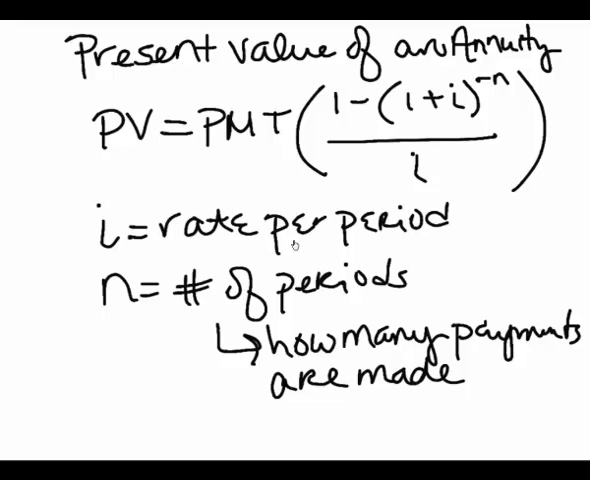I is still rate per period. So sometimes you're going to have to take your rate and divide it by the number of payments to get rate per period. Your n here, to the negative n power, is the number of periods. So always ask yourself, how many times am I going to have to make payments? How many payments are going to be made over the course of the loan? So let's just try a simple problem first, just to get used to the formula.